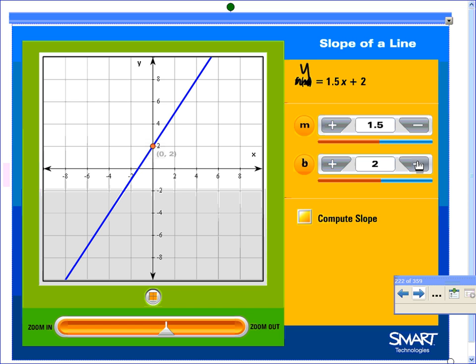If I make this bigger, watch the line. See how it gets steeper? It keeps going this way, this way, this way. It's getting steeper and steeper and steeper. The larger the slope, the steeper the hill, the steeper the line. Okay? Donatus?